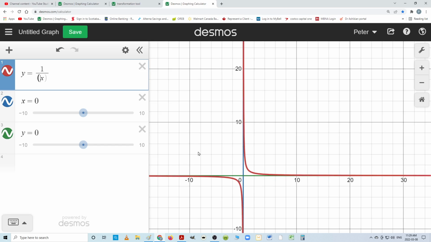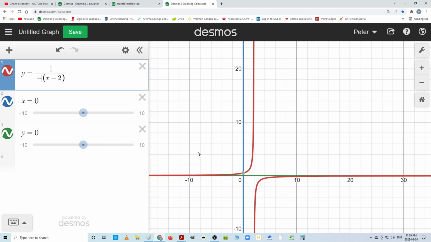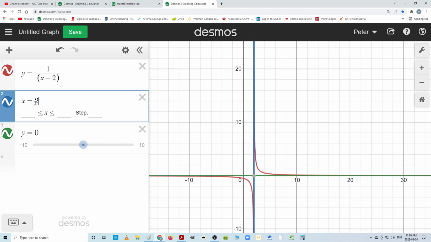But be careful, because if I have x minus 2 here, I've moved the whole thing to the right. But if I put a minus here, boom, it's all going through the asymptote now. So I'll put the vertical asymptote back. Now watch what happens when I put a minus on the x, which is a y transformation.